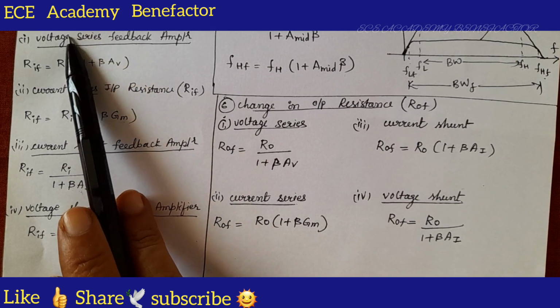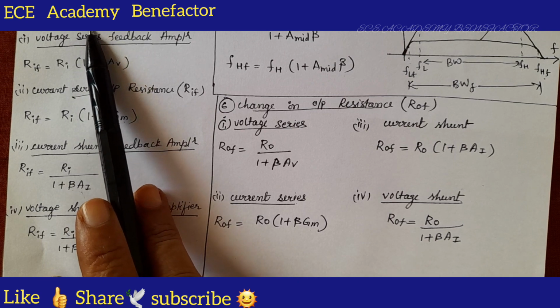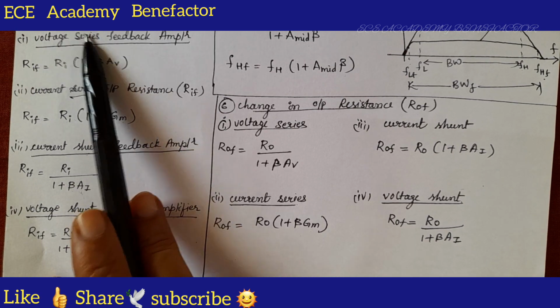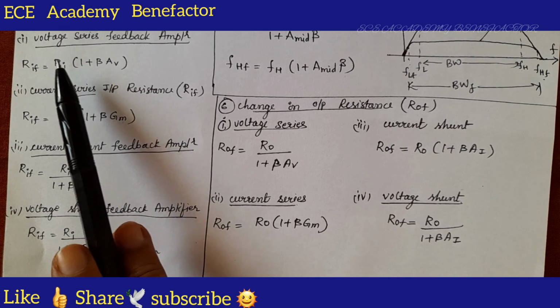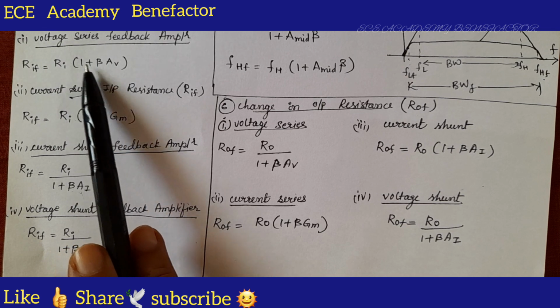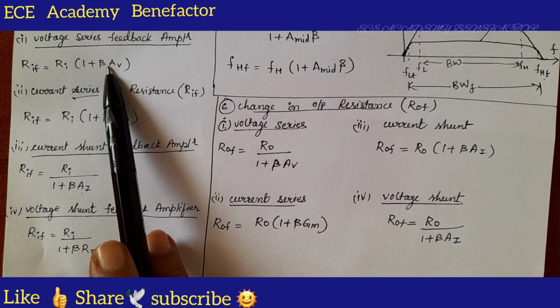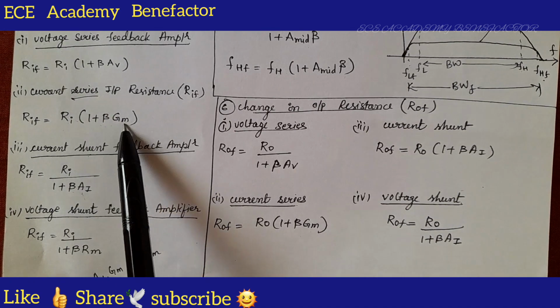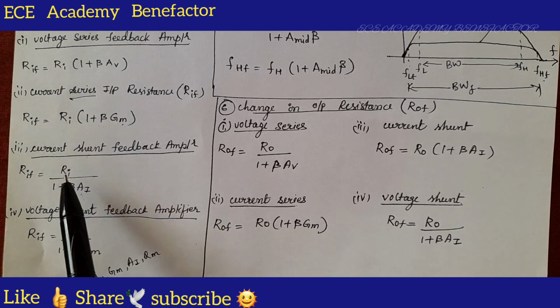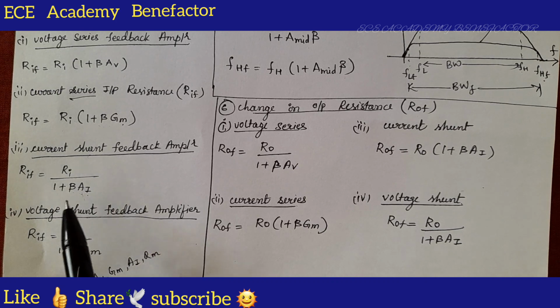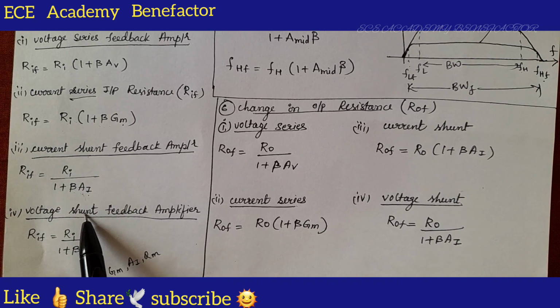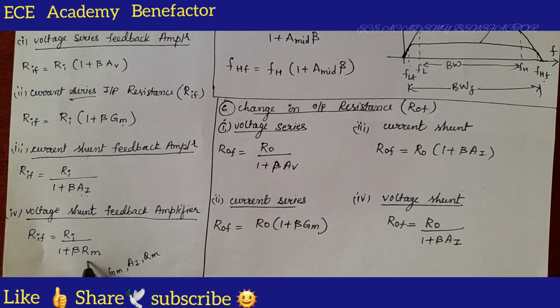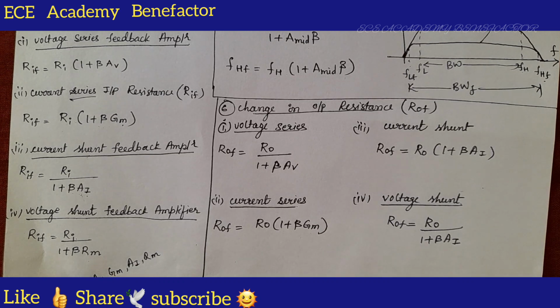The second word tells about the input. Series connection increased. Increase means multiply. RI dot 1 plus beta AV. Series, 1 plus beta GM. Shunt divided, RI by 1 plus beta AI. Voltage shunt. Shunt means divided. RI by 1 plus beta RM.